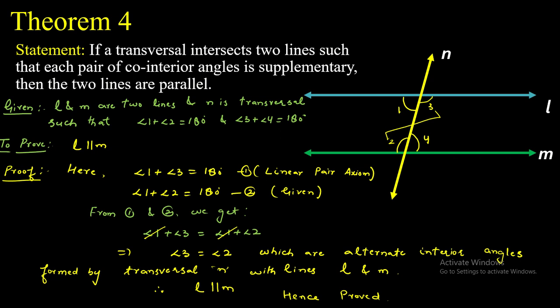So we saw different statements or different properties related to angles formed by a transversal with two parallel lines. I hope you understood these properties.